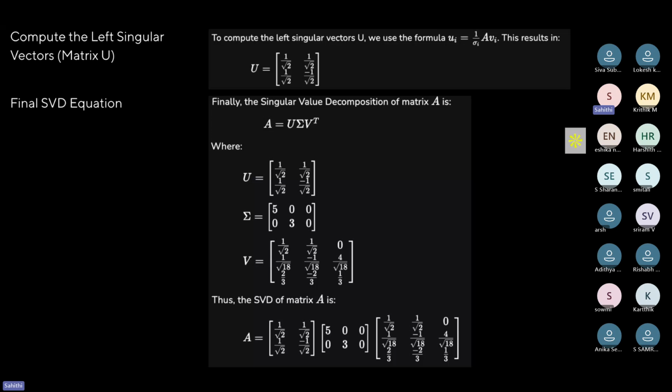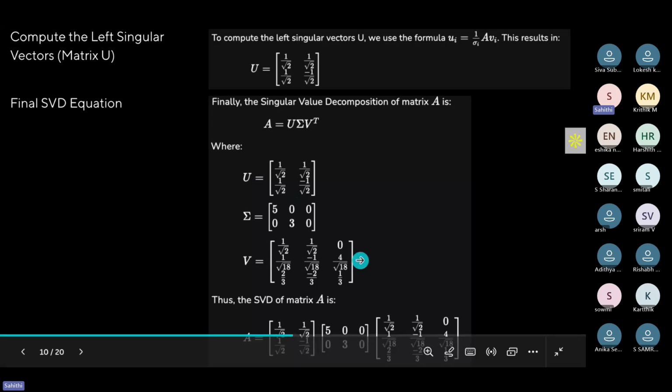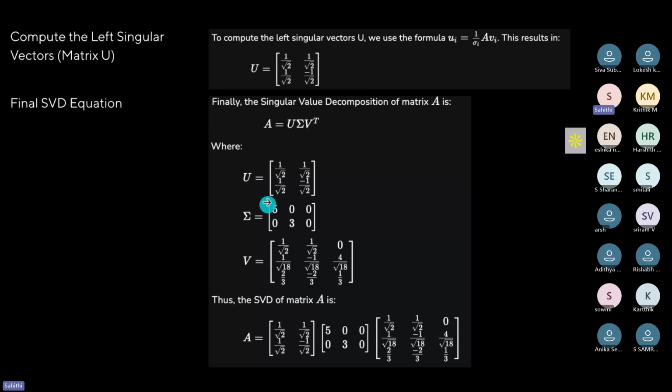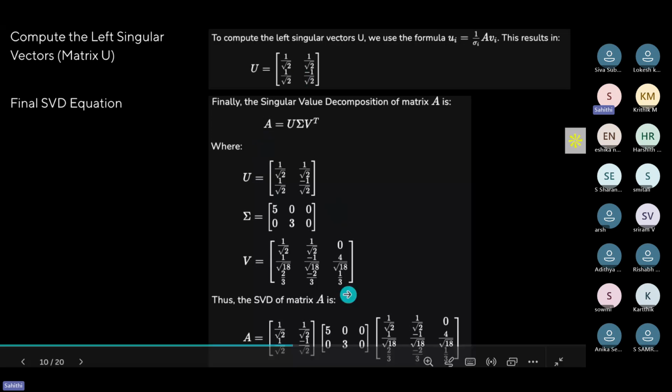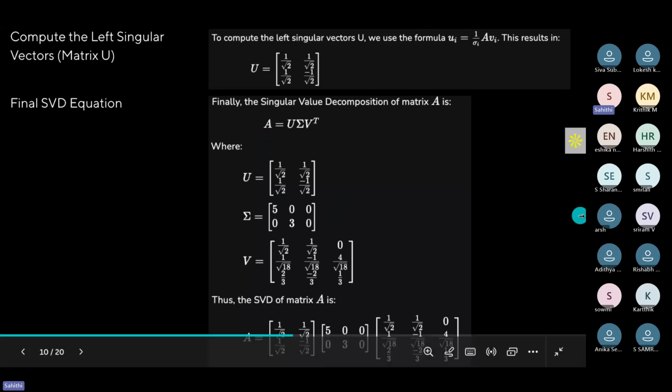With that, you get U is equal to 1 by root 2, 1 by root 2, 1 by root 2, 1 by root 2, 1 by root 2, and negative 1 by root 2. So now we can just use this to find the final SVD equation, where we have the initial 3 vectors from V. You have sigma, which is just the singular values, which are basically the square root of the eigenvalues that we get. And we can find what U is from here. So this is the final SVD decomposition of matrix A.